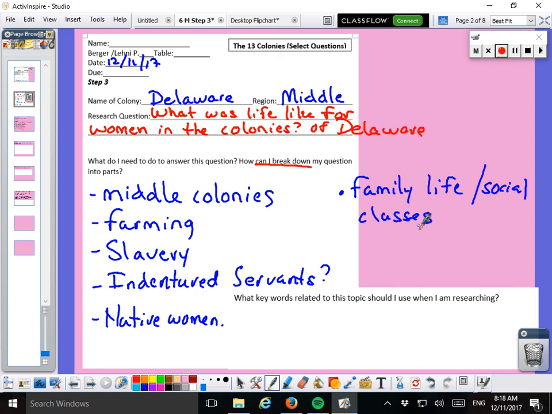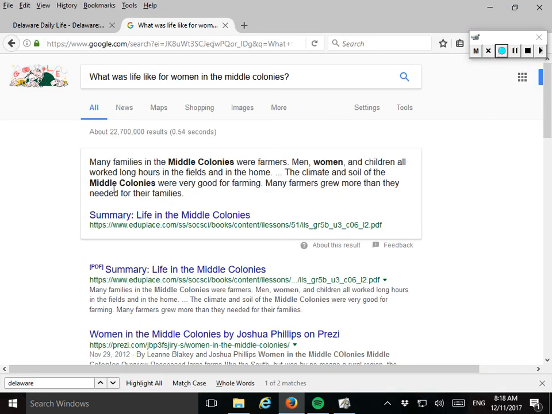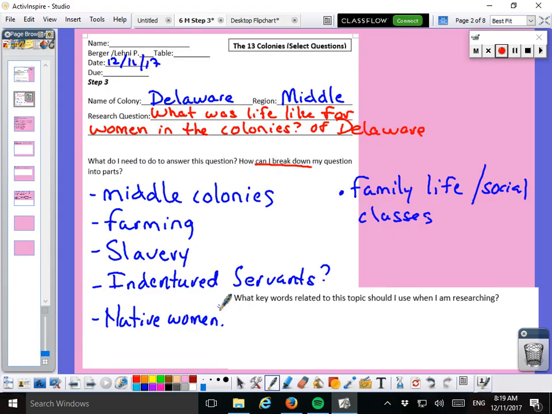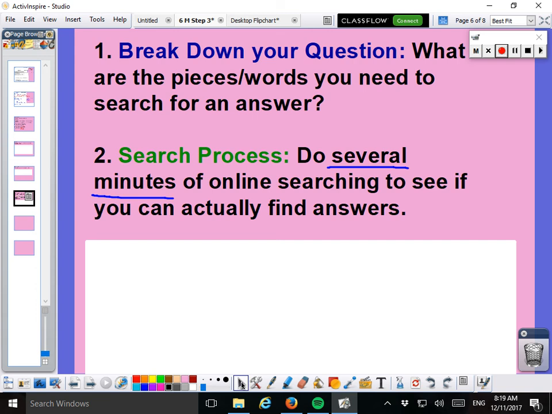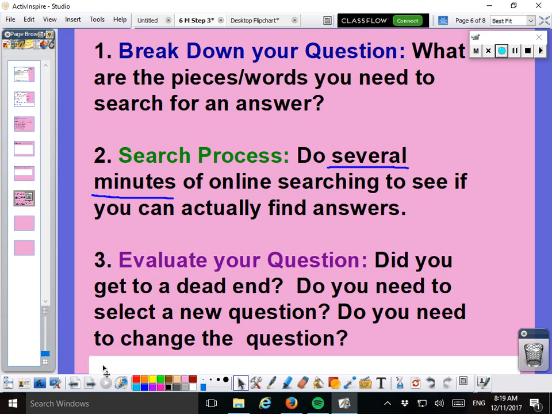Now, as I'm doing all of this work, and you guys saw as I was researching here online, sometimes I came to a dead end, or I came to a place where I was like, I don't know that this is really answering my questions. This is where you then need to make some choices for yourself in your step 3. So step 3, as you've started to research your question and spent several minutes online researching, you need to evaluate: did you get to a dead end? And you need to say, I need to let go of this question and move on to something different. Do you need to select a new question entirely because the question that you've selected maybe doesn't apply to this historical time period, or puts you in a position where there is very specific or very minimal information available to you? Or do you need to change the question and edit it?